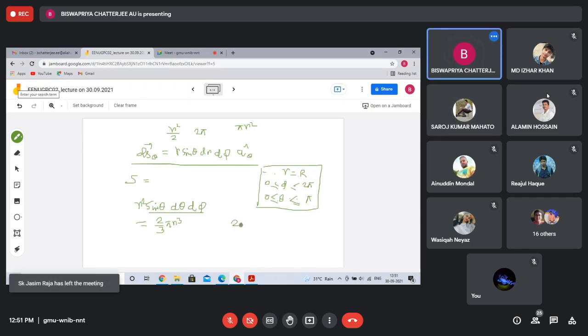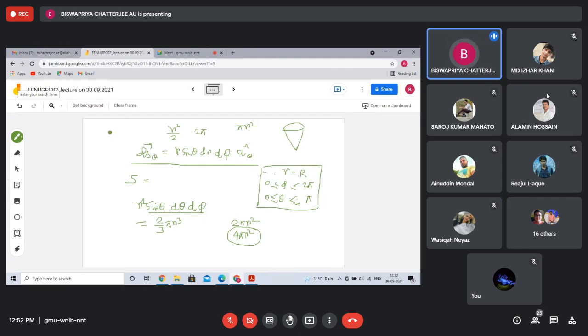2 pi. So this is the one part. And if you do the reverse part, it will generate 4 pi r square. Forget about this 2 pi r square. Can you recognize what 4 pi r square is? It is the lateral surface area of the sphere, if you remember.